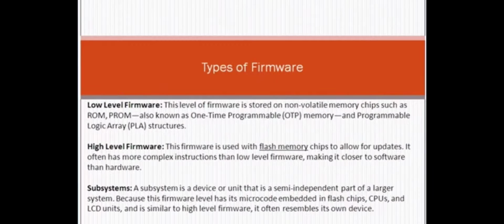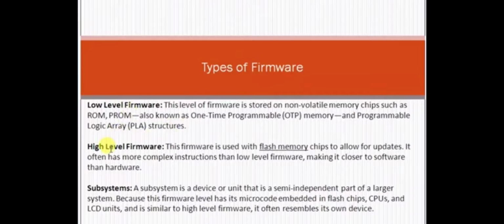Okay, there are three types of firmware we should discuss here. First one is the low-level firmware. This level of firmware is stored on non-volatile memory chips such as ROM, PROM, also known as one-time programmable OTP memory, and programmable logic array PLA structure. This is the low-level firmware.